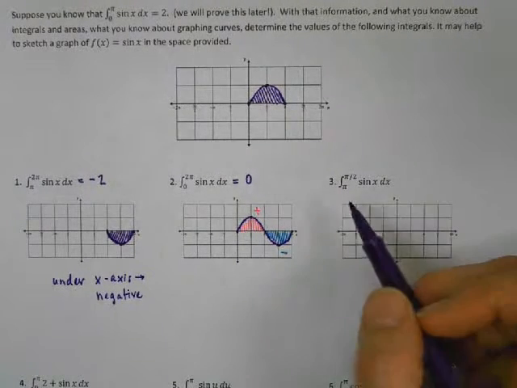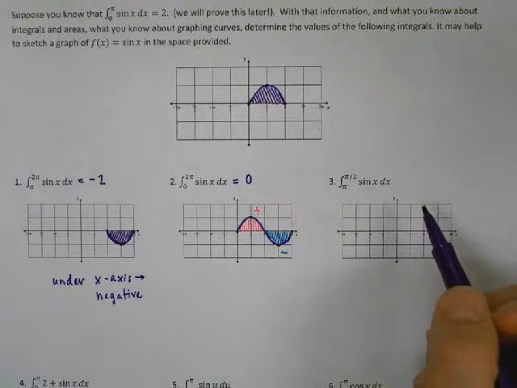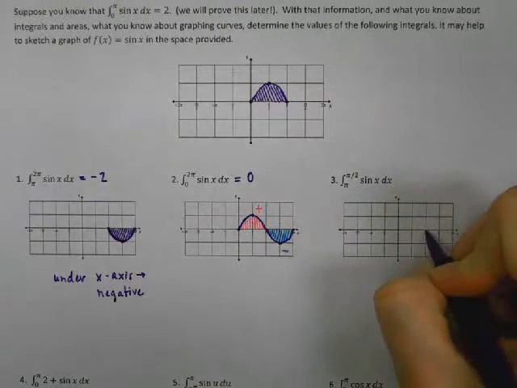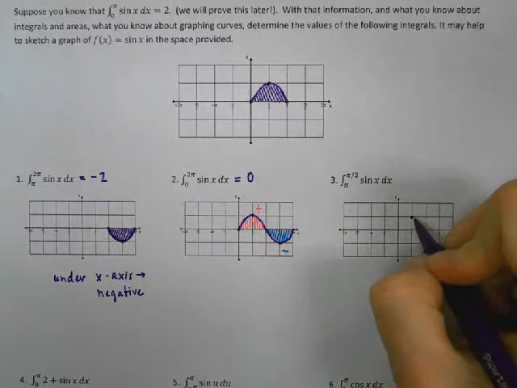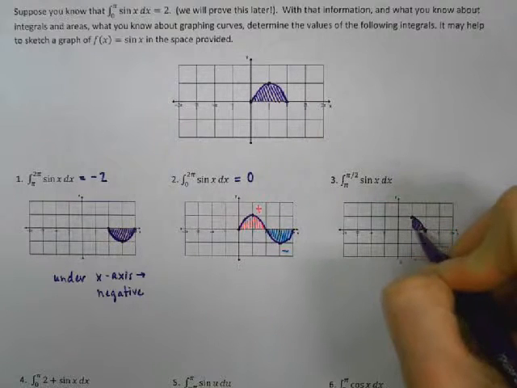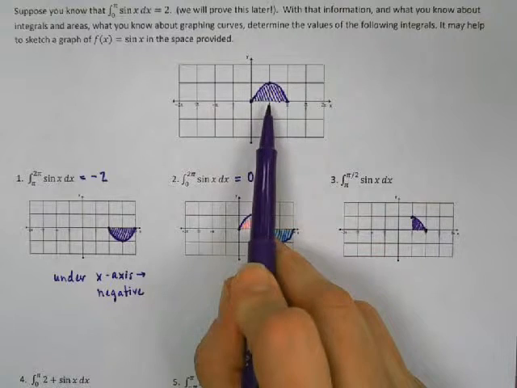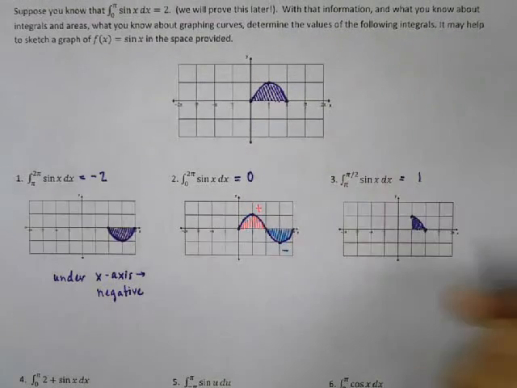Now, let's look at the next one. So this one's interesting because now it's the integral from pi to pi over 2. So I know that the sine of pi is 0, and the sine of pi over 2 is 1. So I'm pretty much looking at this area right here. So the first thing I notice is, well, it's half of this piece here. So that makes me think that this is going to be 1.